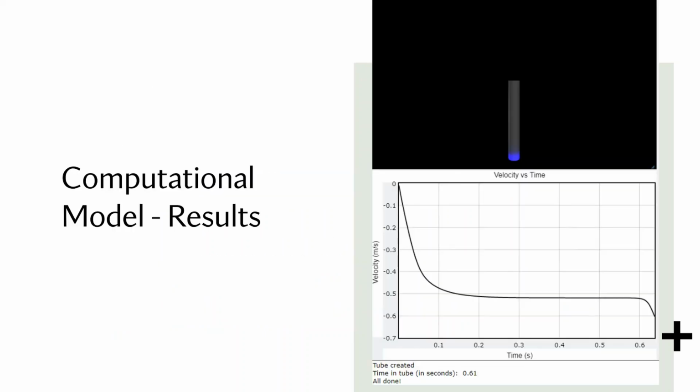This is what the code looks like when you run it. Up top, we have our visualization, and then our velocity versus time graph. The magnet looks to accelerate in the negative direction for the first sixth of the tube, then falls at constant speed for 2/3 of the tube, and finally accelerates coming out of the final section of the tube. All in all, the time in the tube was found to be 0.61 seconds.